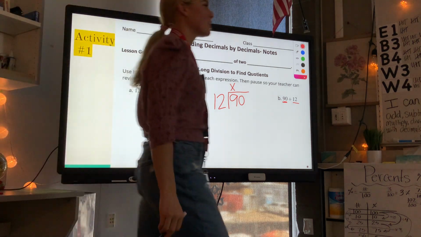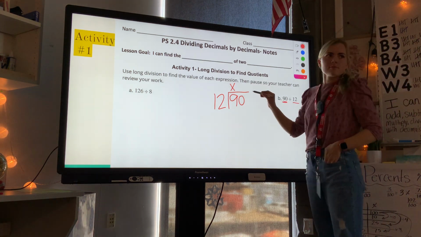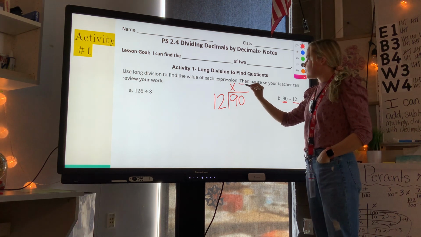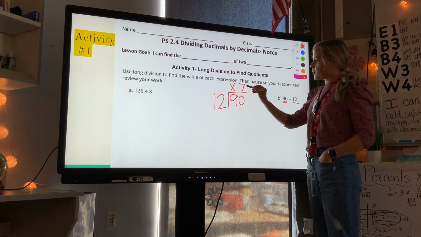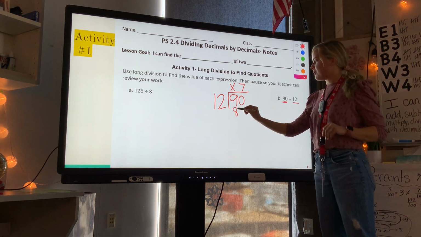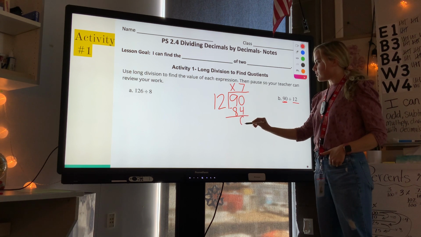I'm going to have guest speakers. How many times does 12 go into 90? Alex? 12 goes into 90 7 times. Good. So 7 on top of the 0. Then I multiply. What is 7 times 12? Everyone? 84. Okay, so then we're going to subtract. 90 minus 84 is 6.